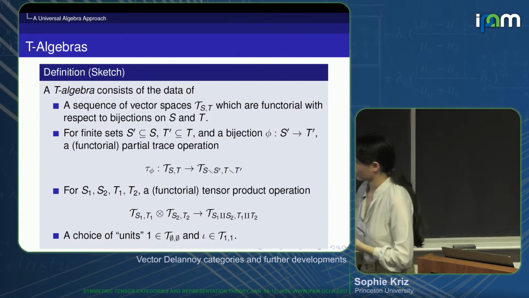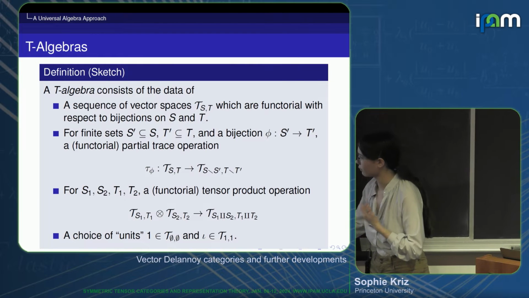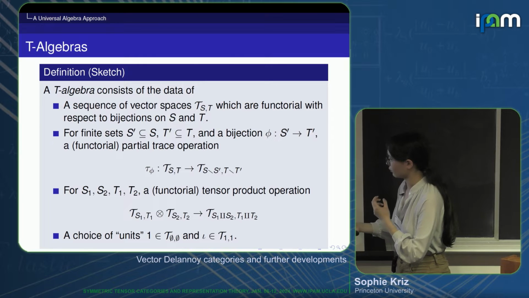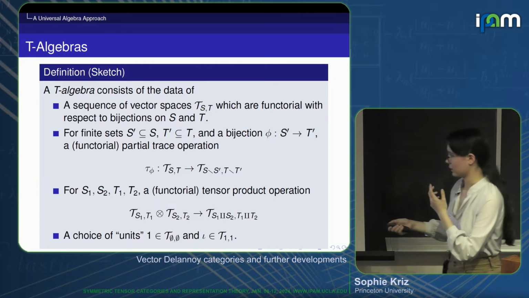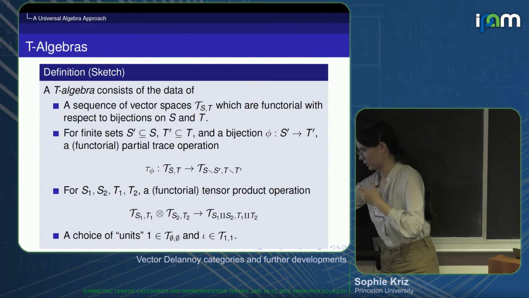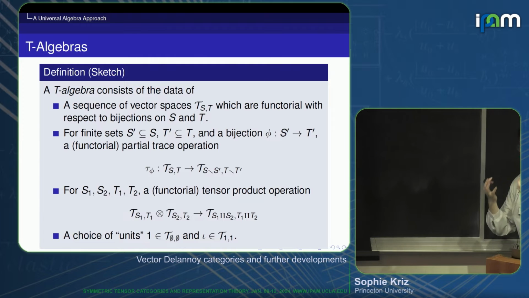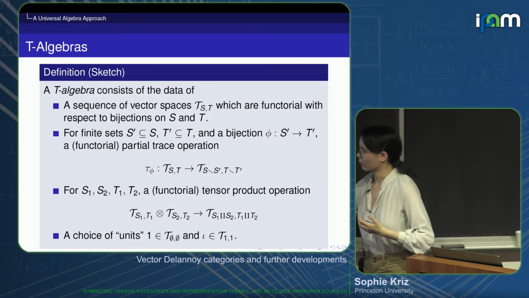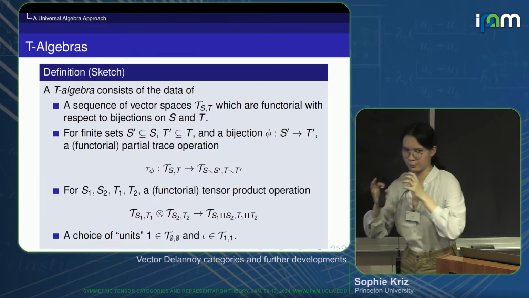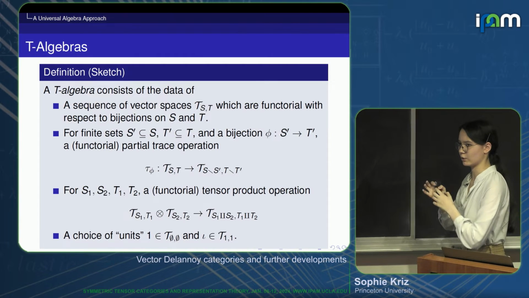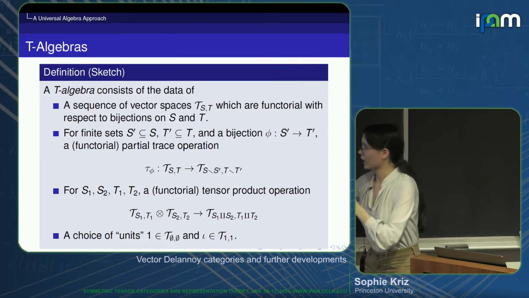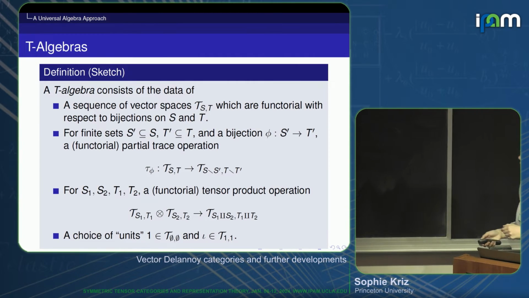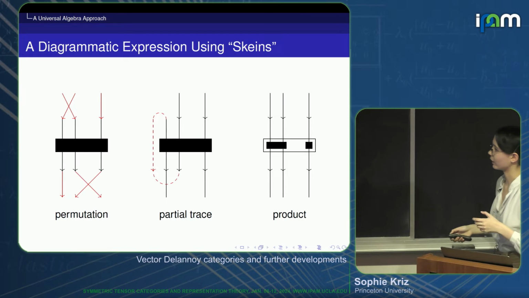And to define a category, we need some additional data of choice of units. So one of the units will just be a unit with respect to this product in the usual sense, so an element of T of the empty set. But the other unit we are going to take to be a unit with respect to composition in this category, which we construct using a combination of permutation, trace, and product. So I'll have a diagram later probably of what that looks like.